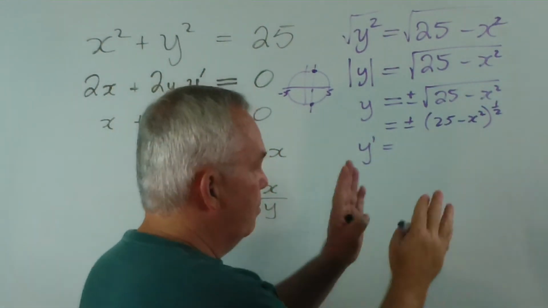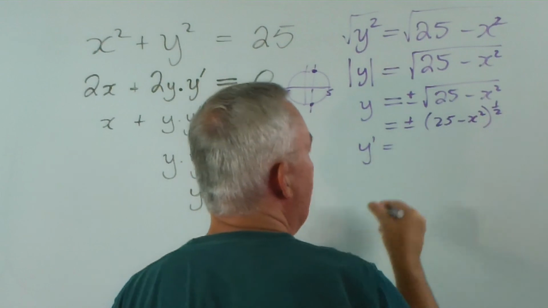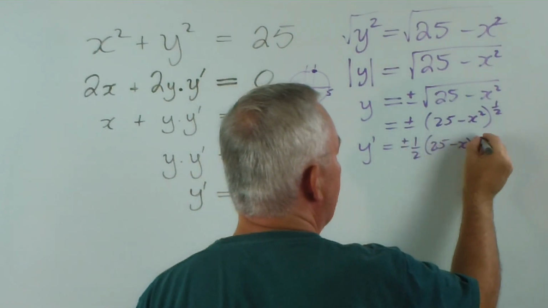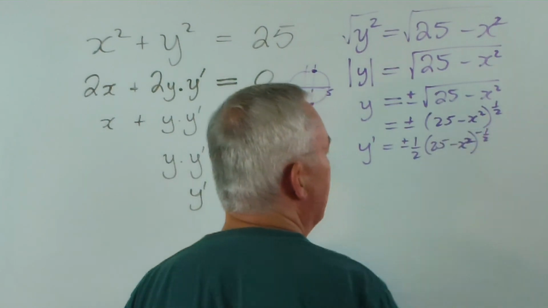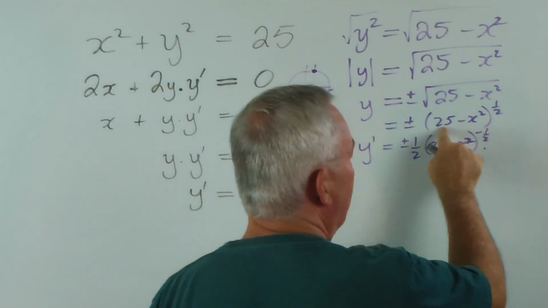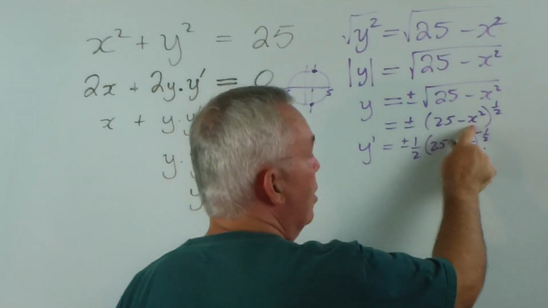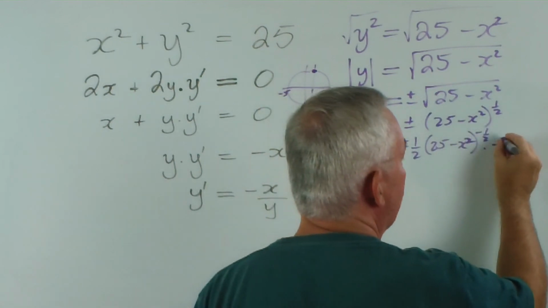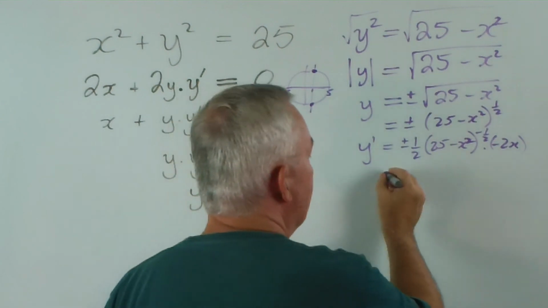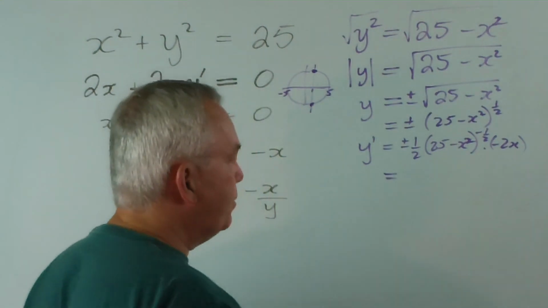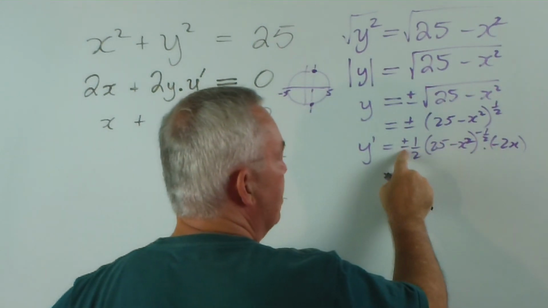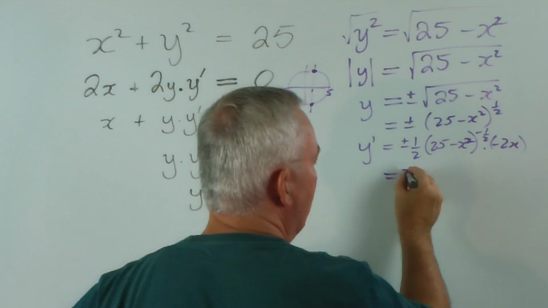is going to be chain rule. First deal with this power. Plus or minus half, 25 minus x squared to the negative half. That's dealt with the power. Times the derivative of what's inside. Well, the derivative of 25 is 0, and the derivative of this is negative 2x. Let's try and tidy this up a bit, shall we? The negative multiplying the positive plus or minus gives us a minus plus.